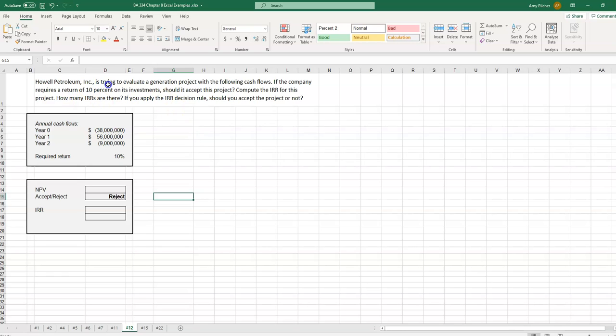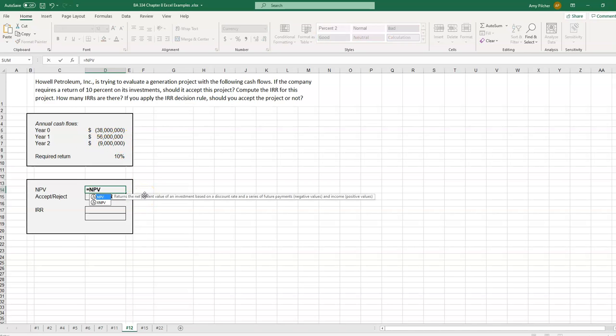Now we're looking at a project. We're trying to evaluate a project that costs $38 million. We're going to make back $56 million in year one, and then in year two, it's going to cost us $9 million to terminate the project. We have a required rate of return of 10%. We want to calculate the net present value and the two different internal rates of return because of the end of project negative cash flows.